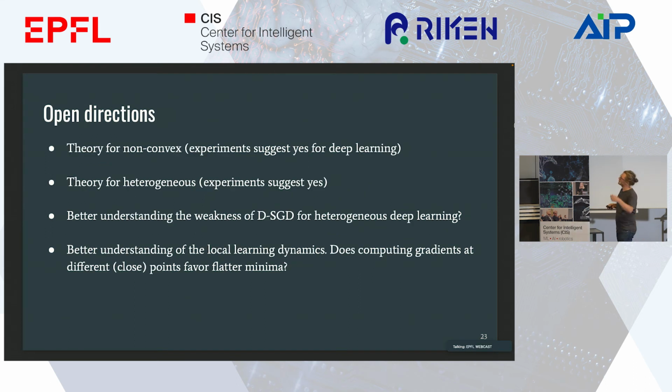So there are some open directions, like theory for non-convex. Our experiments suggest it works for deep learning, and it would be nice to prove it. Same thing for the heterogeneous setting: experiments suggest it holds up to a ball, and it would be nice to prove it. We hope it helps understand the weaknesses of DSGD for heterogeneous deep learning, because DSGD doesn't work very well in these settings, and by drawing these comparisons we hope to understand a little more about what happens. Same thing for the learning dynamics, because here we're really interested in the local dynamics. Does it actually help that you're computing points that are not at the exact same point, but that are close to one another? That's a potential question.